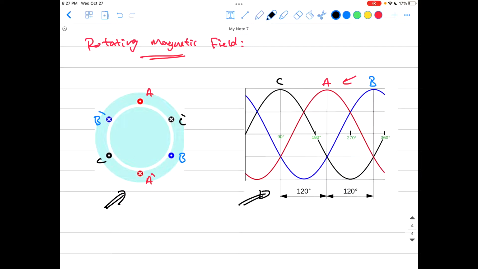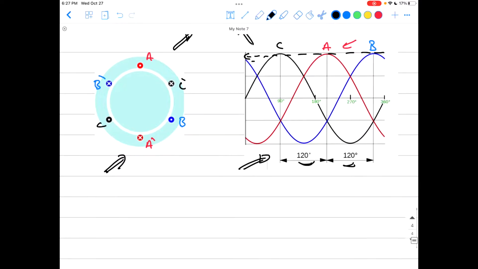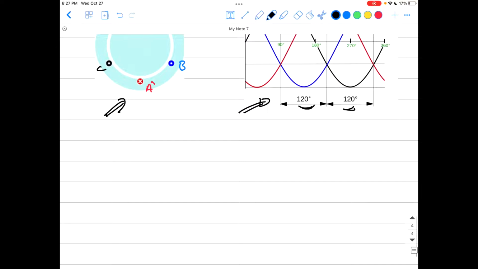And these are balanced voltage sources because they have the same magnitude, like you're seeing here, and you have a 120 degree phase shift between them. So now we have all the conditions we need to create a rotating magnetic field. How this happens, let's discuss this a bit.